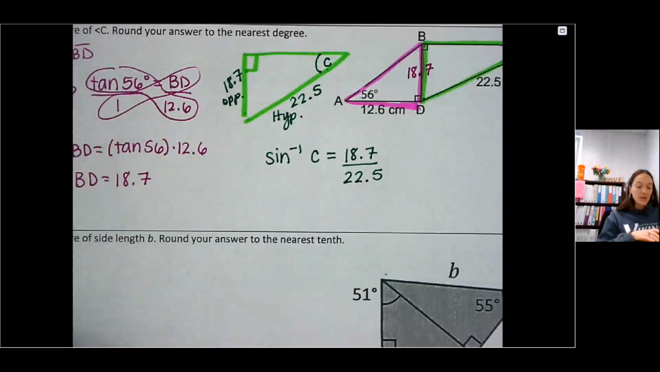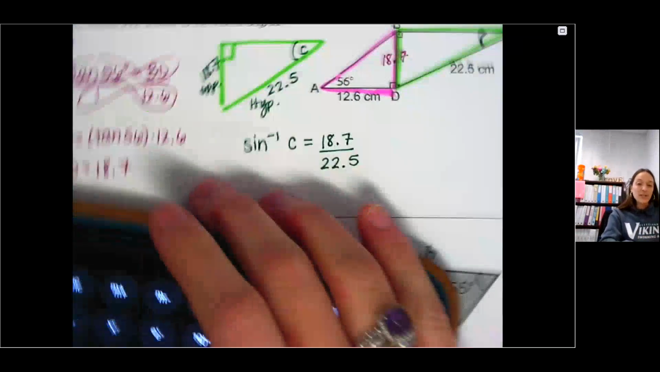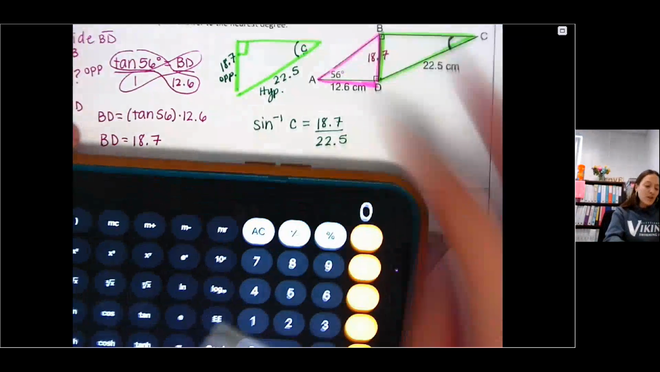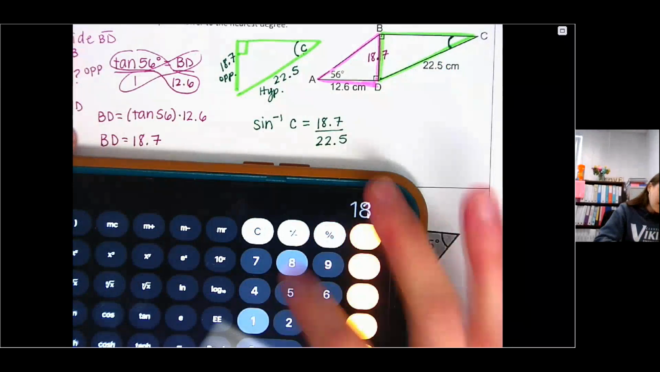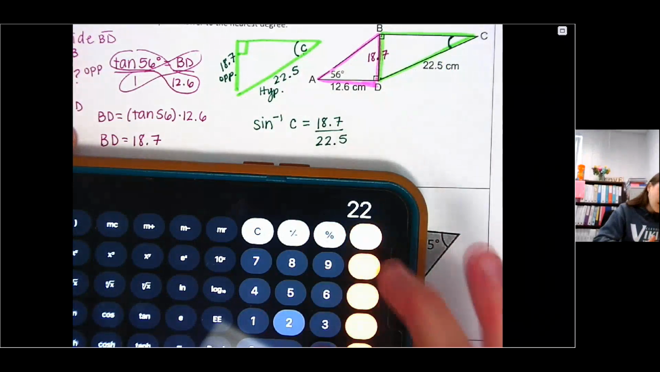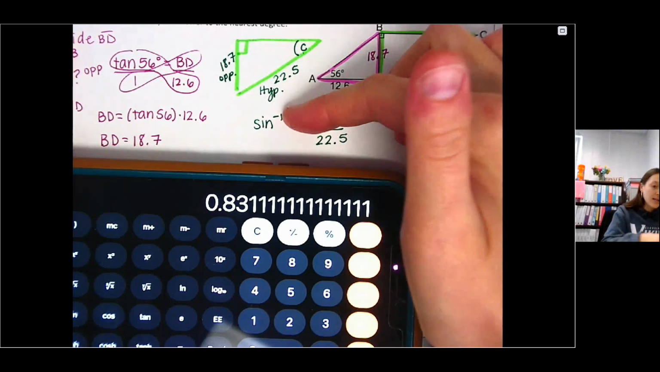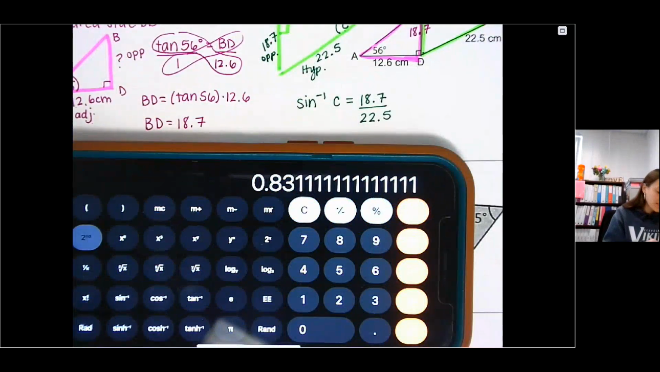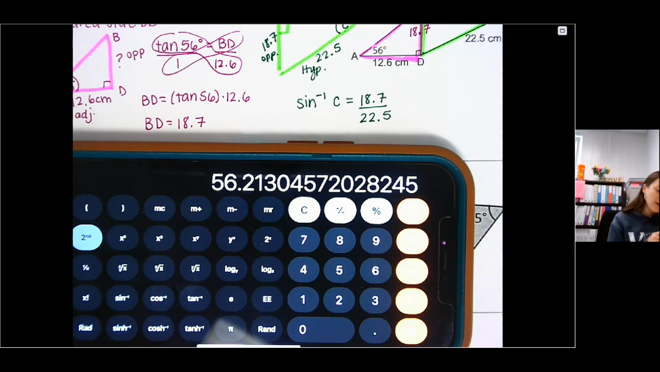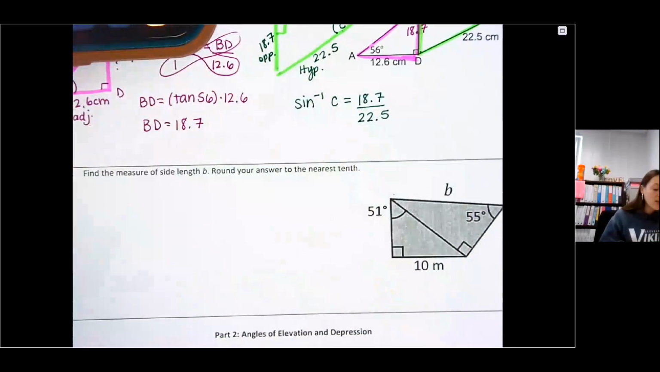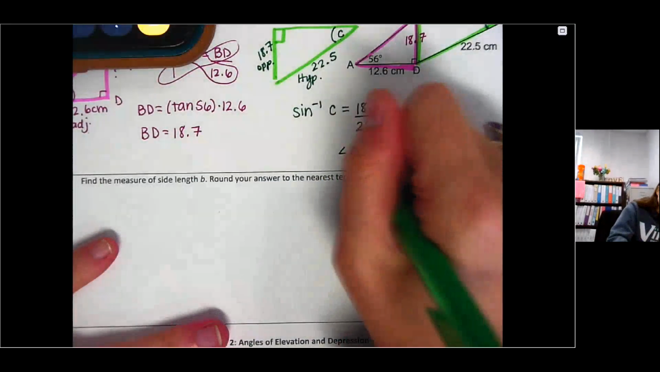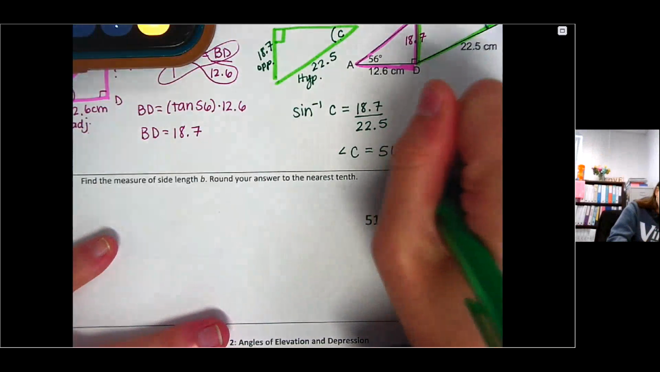And now it's just a plug and chug into my calculator. So when I go to plug this in, I'm going to push the fraction first. 18.7 divided by 22.5 equals, get it as a decimal, and then I push shift sine, or in my case on my phone, second sine. And my answer is about 56.2 degrees. It asks me to round to the nearest whole number, the nearest degree. So I'm just going to put angle C is equal to 56 degrees.